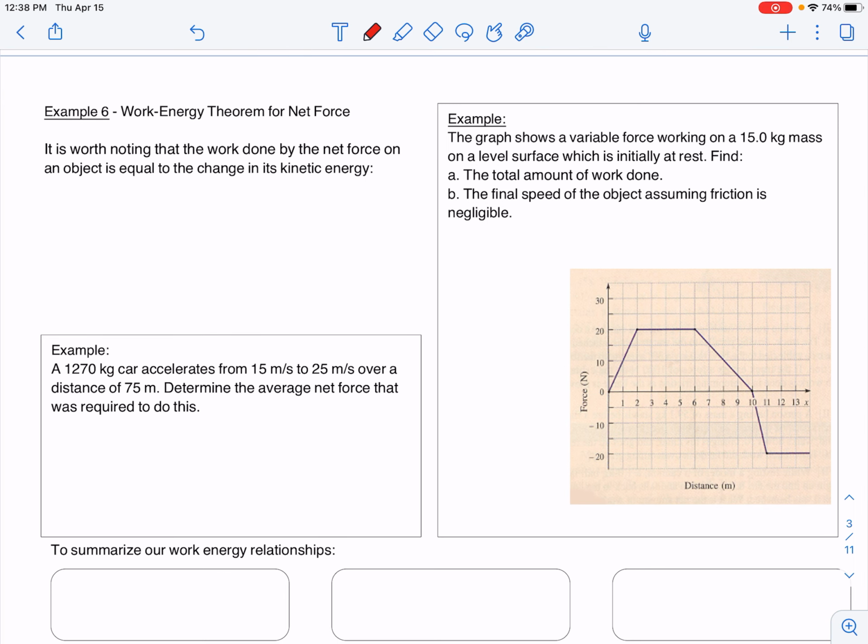All right. So I want you to take a look at this example 6, the work energy theorem for net force. We just want to do a couple things to define this. It's worth noting that the work done by the net force on an object is going to be equal to the change in kinetic energy. So remember, work done by the net force is a portion of the total work.